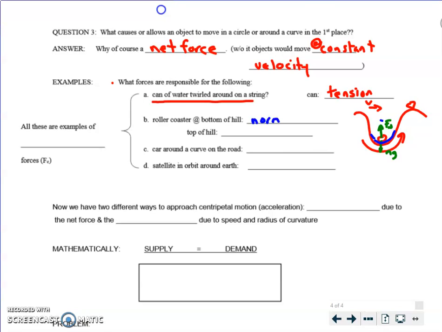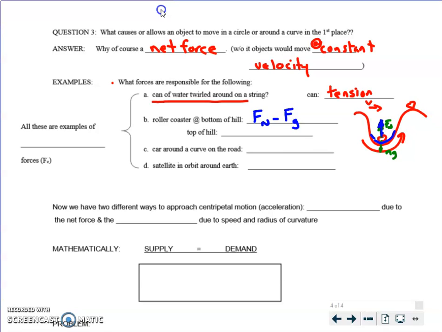Technically, actually, let me be more precise. It's the normal force minus the force of gravity. We know that the normal force has to be bigger in this case because we're accelerating in towards the center, or in this particular case, up.